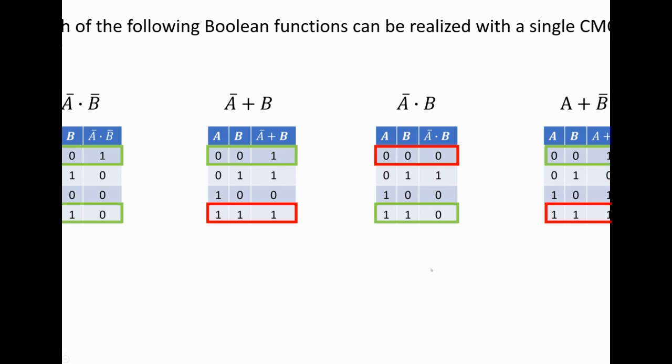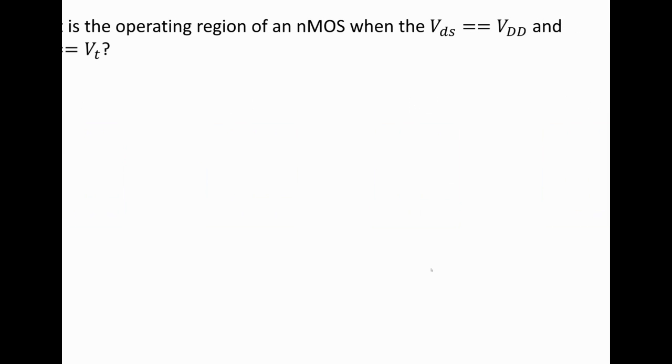Now you can still make these functions, it requires more than 1 gate. That's all. You just can't do it with 1 CMOS gate. Okay, what is the operating region of an NMOS when the VDS equals VDD and VGS equals VT?